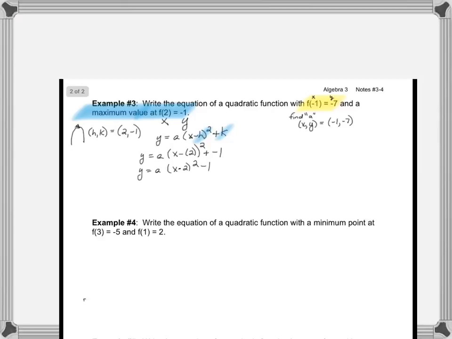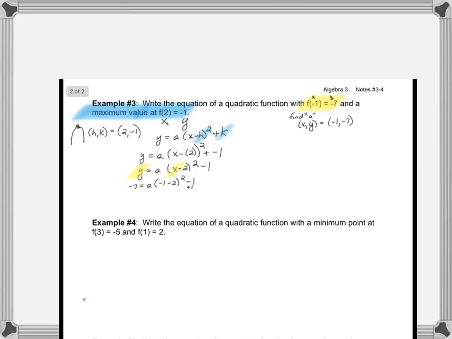Okay. Now again, to find a, we're going to take this x and y that we've got highlighted in yellow, and we're going to put those in for our x and y in this equation here and here. Alright, so our y is -7. So you're going to put -7 equals a times (-1 minus 2) squared minus 1.